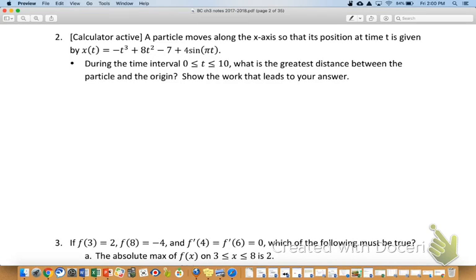The word greatest is in here. So when you see what is the greatest distance, what would be another word you could use for that? Maximum. So we're looking for a maximum here. Agreed? Okay. So remember that x of t is a position function.